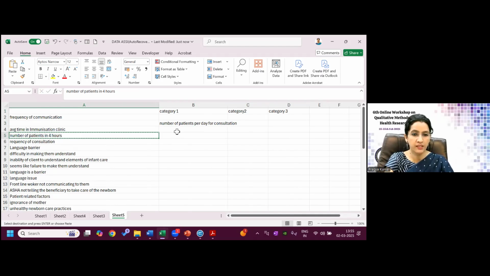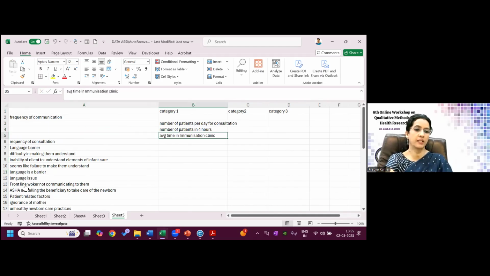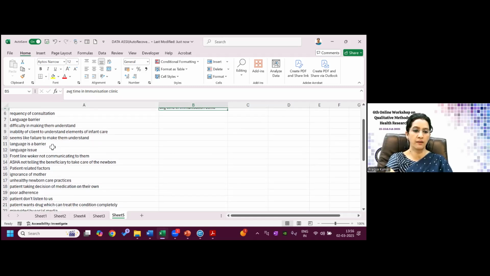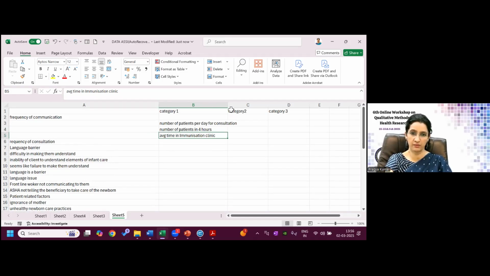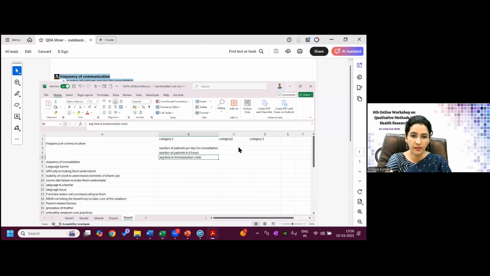Since these codes are together because I have already merged them, but you can keep on cutting the codes and pasting them here. By the time you scroll, you will have all those similar-looking codes in one category. So by adopting this way, if you are going inductively, not creating any framework or any category since the beginning, you can go like this also. This is again one way of creating a category from the codes. So this was one way.